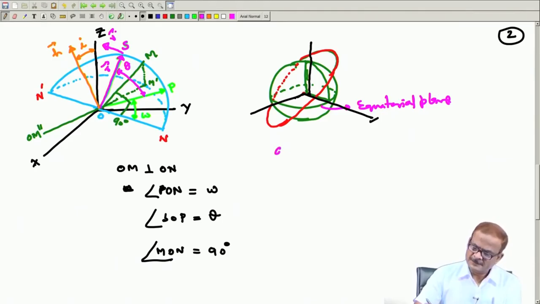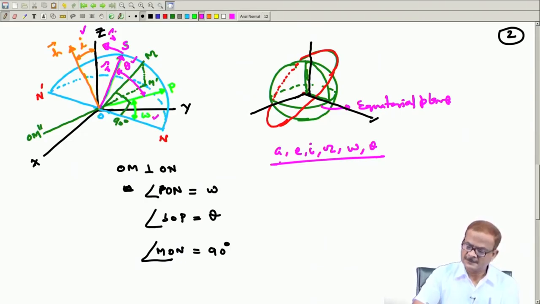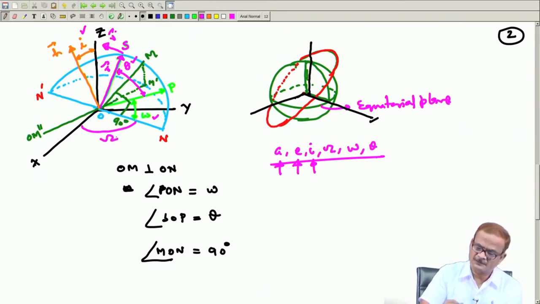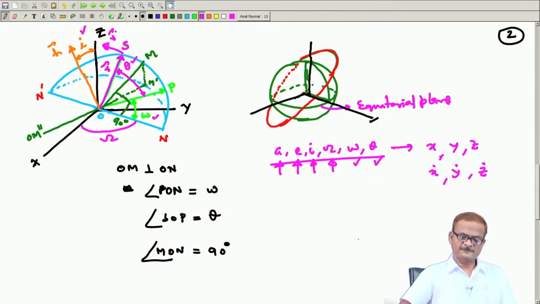What is given here is A, E, I, capital omega, small omega and theta. A and E are purely properties of the ellipse, the orbit. I is shown already there. This is capital omega, the nodal angle, the argument of perigee is shown here and theta is also shown. So, given this, find x, y, z and x dot, y dot, z dot. This is our objective.